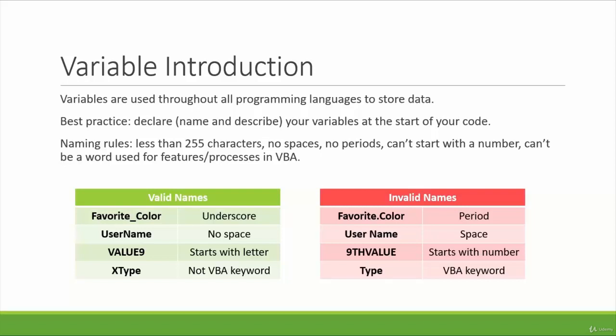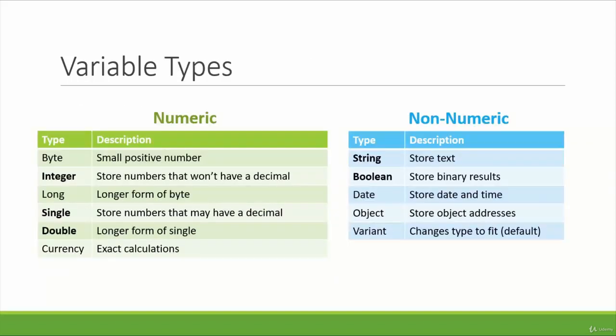So now that we understand a little bit more about what variables are, we can talk about the different types of variables we would use throughout our code. Variable types generally fall into one of two categories. The first is numeric, which stores number-based data, and the second is non-numeric, which stores everything else. The variable types listed in bold are the types you will probably use most often.